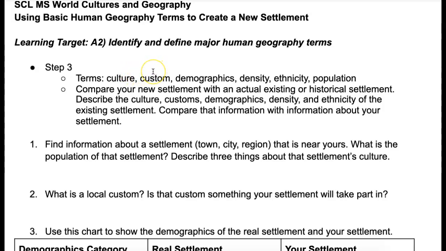A custom is part of a culture. A custom is going to be a thing that people do repetitively, a thing that people do every year or every month. It's a common thing that almost everyone in a culture takes part in.